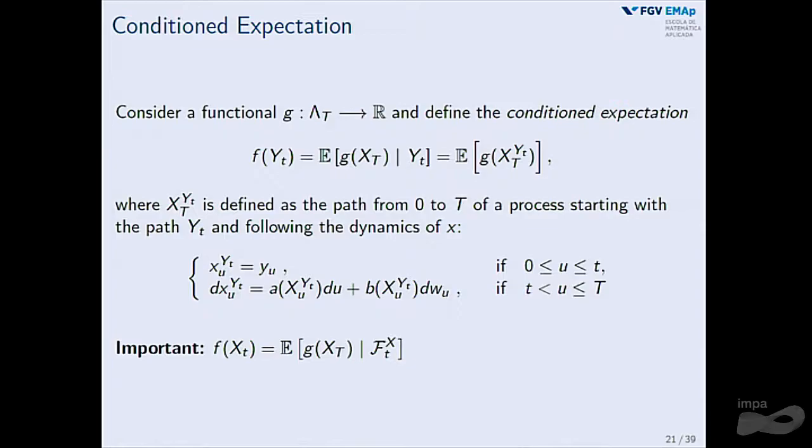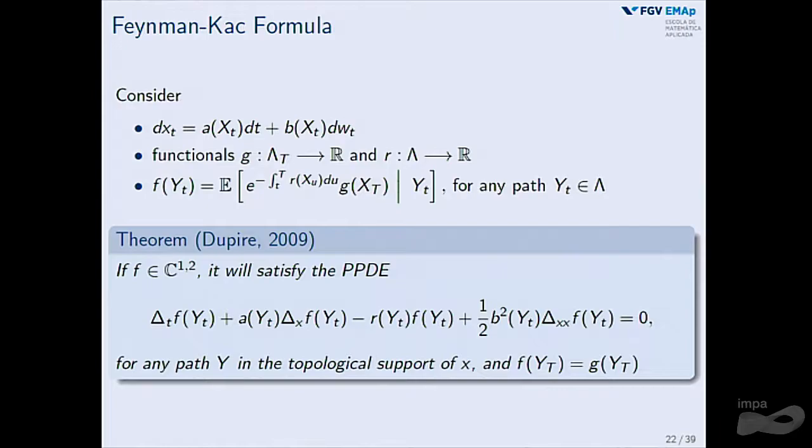It's a less friendly object, but still it's well-defined. So you follow from Y_t the dynamics of a given Itô process. And if you plug in here the observed path into the Itô formula, you get the usual martingale, the conditional expectation. And so given an Itô process, a final function G, and an interest rate or a discounting functional R, if you define this functional here as we defined before in the conditional expectation setting, that means that Y_t is observed, and from Y_t you follow the dynamics and compute this final payout here.